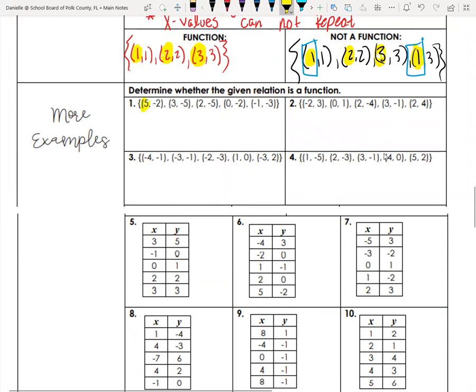I'm going to highlight all of my x's because this asks, is it a function? I have 5, 3, 2, 0, and 1. None of those numbers repeat, so yes, it is a function. -2, 0, 2, 3, 2. I have 2 2's. So no, not a function.